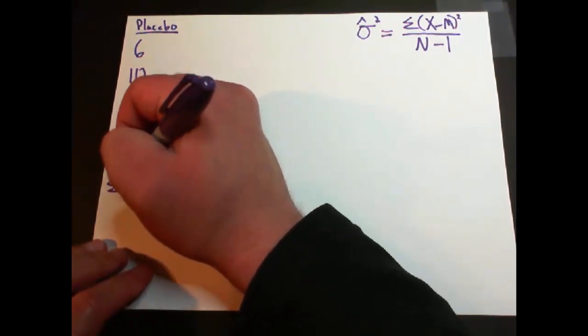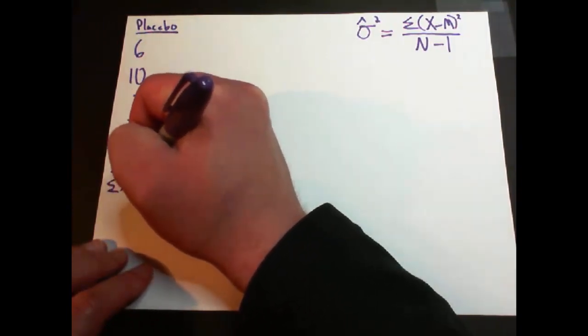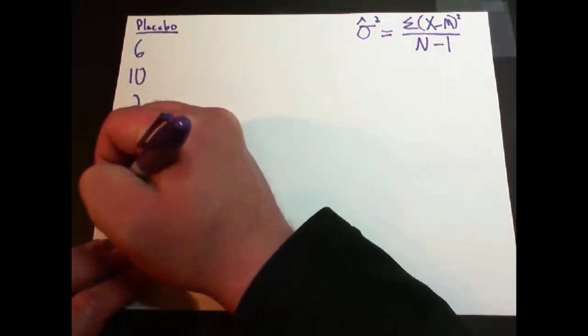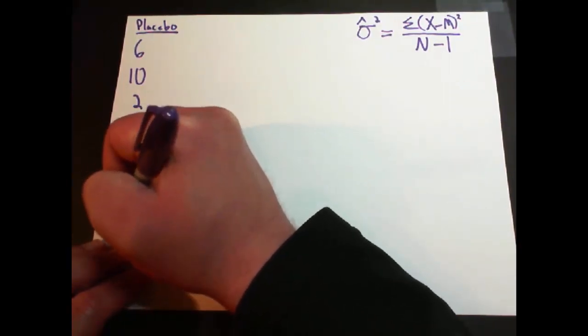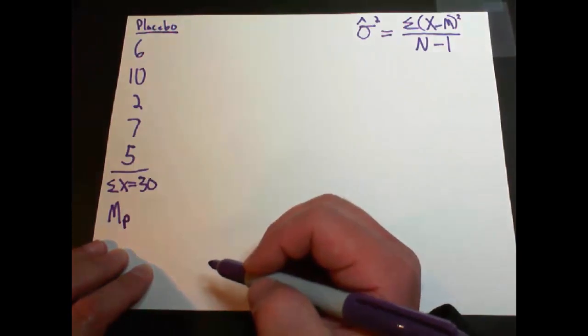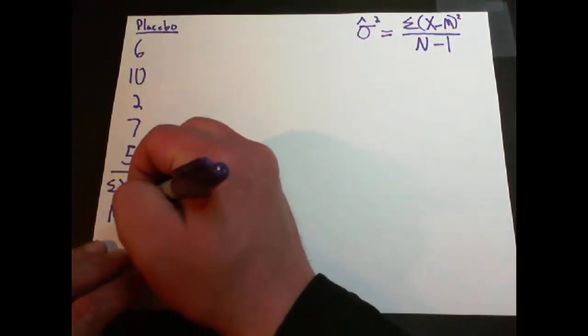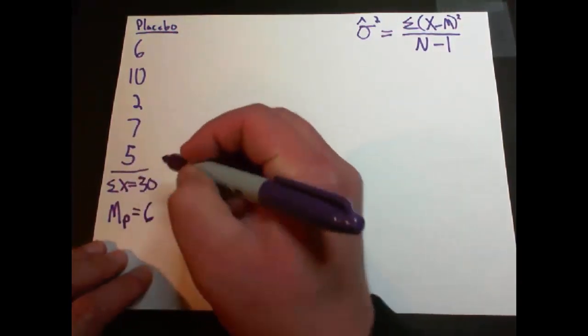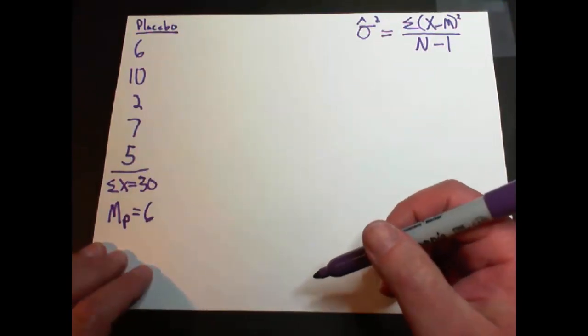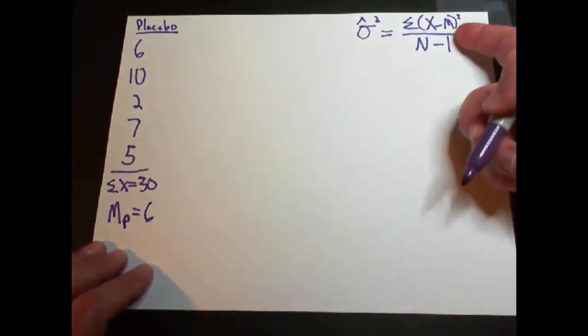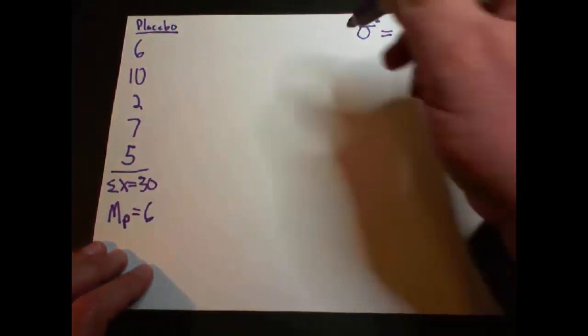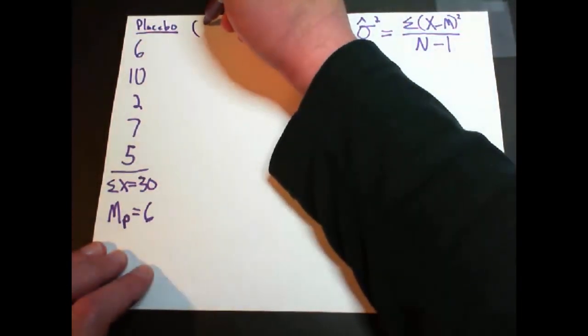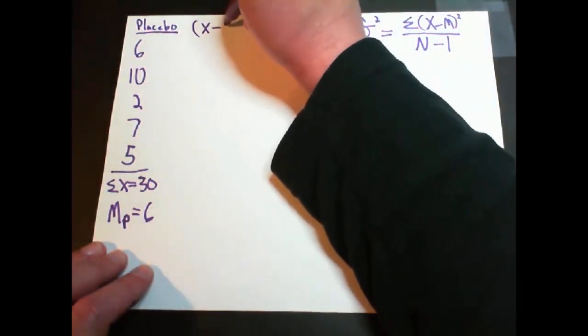So we can go ahead and calculate our mean. The sum of these x-scores is 30, and the mean for the placebo group is 6. 30 divided by 5 will give us 6. And now we need to go ahead and calculate our variance. So we're going to take the mean and subtract it from each of the scores.